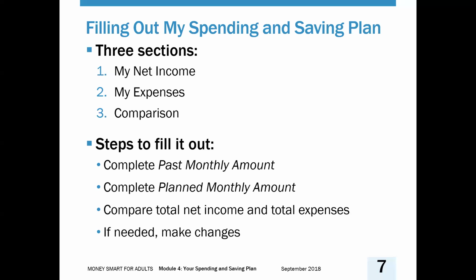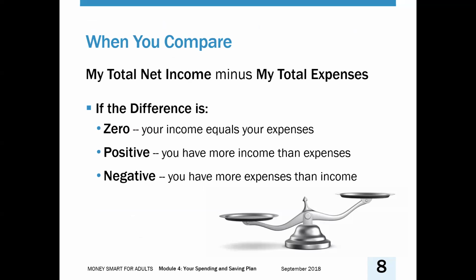So what do we mean? Remember, we talked about alignment. So what does it mean when we're comparing those two items, that income and those expenses? When you compare your total net income and your total expenses, you will have three possible outcomes. If the difference you calculate in the comparison of my total net income and my total expenses section is 0, your income is the same as your expenses. So you should have just enough income to cover those expenses.